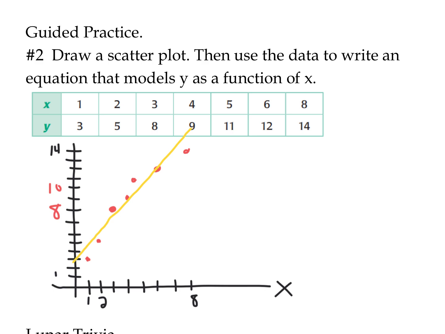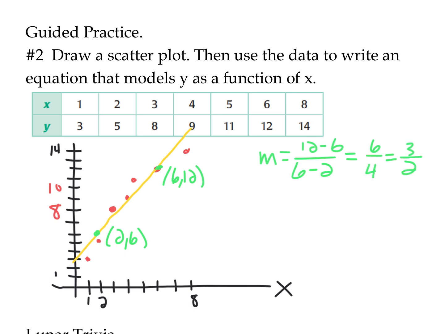So let's write those 2 points out. We have a point right there, 2, comma 6, and we have a point right there, 6, comma 12, and we could write an equation using those 2 points. We're going to need the slope. Just like always, that's where we should start. So my slope would be 12 minus 6 over 6 minus 2. Y minus y over x minus x. That gives me 6 over 4, which would be 3 over 2.